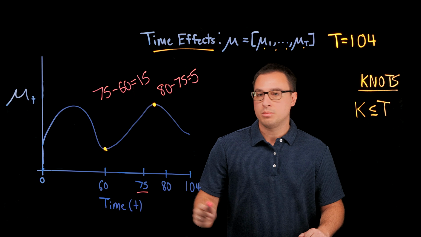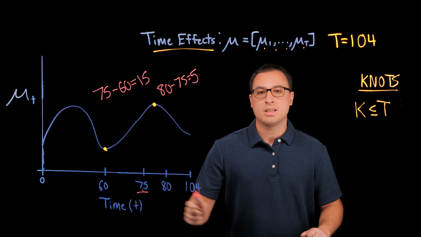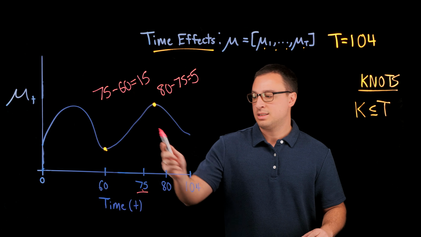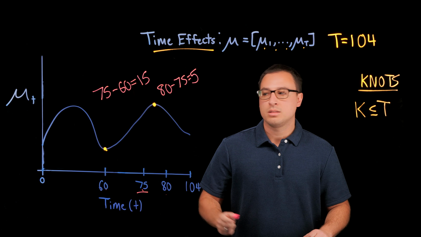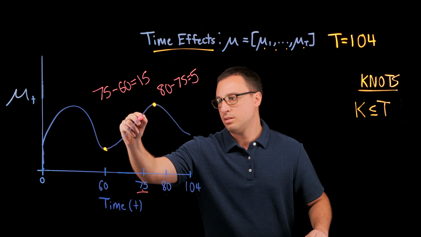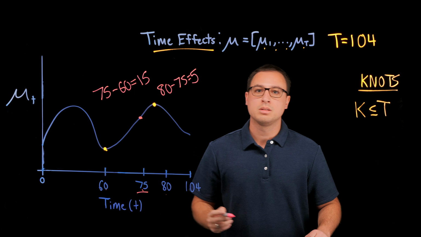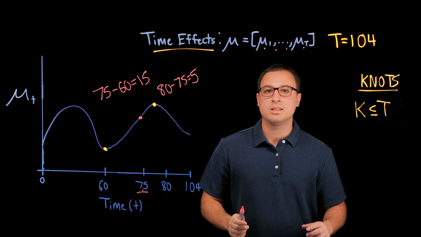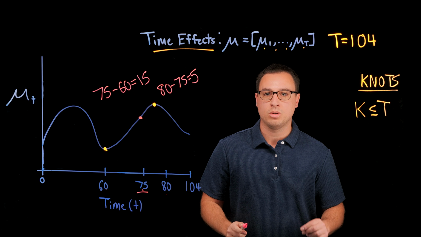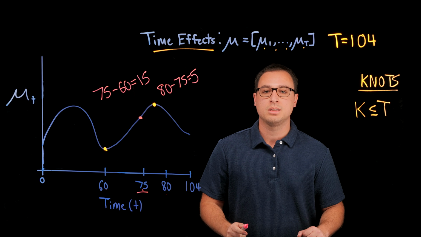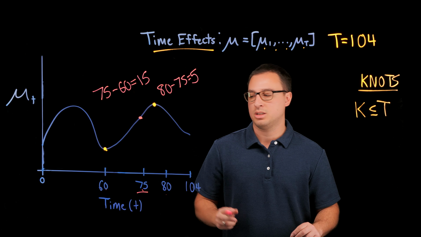The time effect mu 75 is then a weighted average of the neighboring knots at 60 and 80. If we repeated this exercise for each mu t between the two knots, each mu t would fall on a straight line between the two knots, demonstrating linear interpolation.